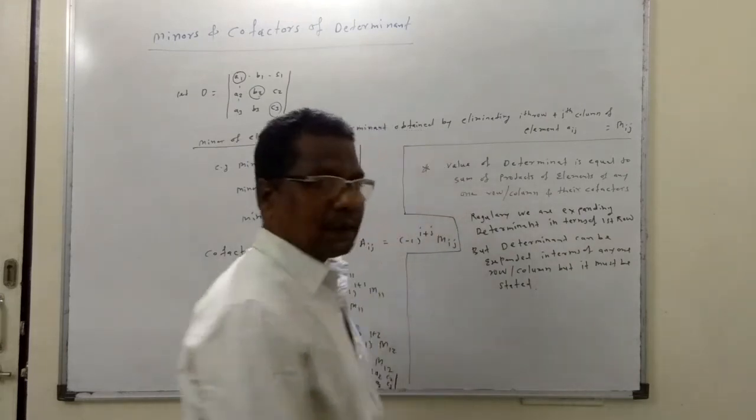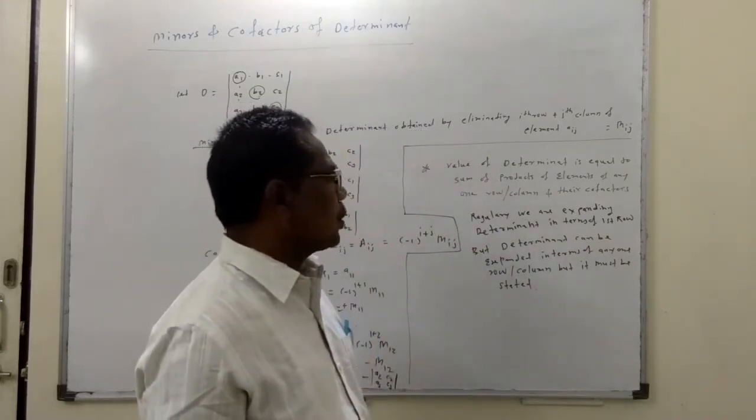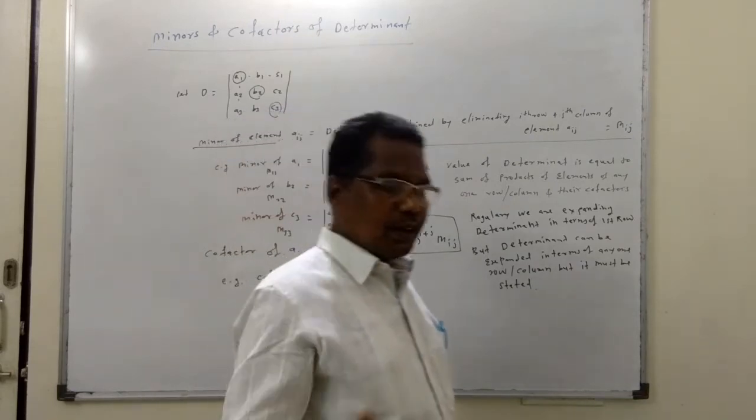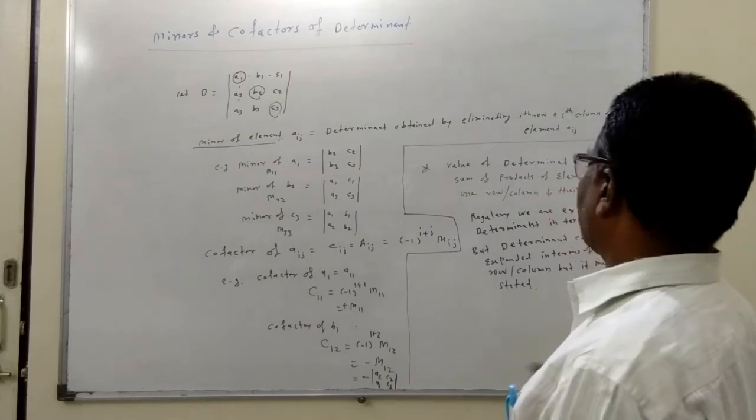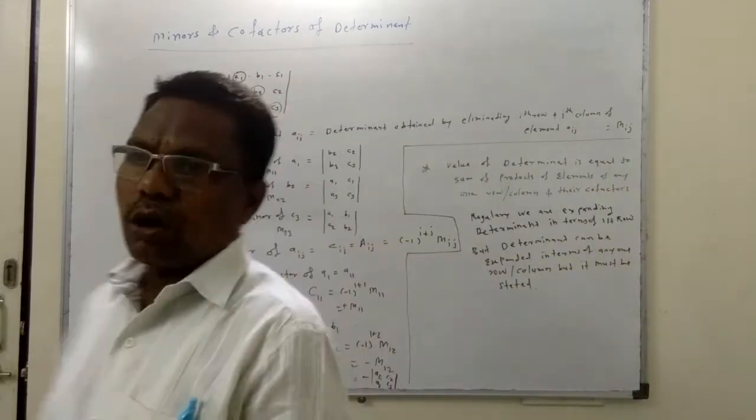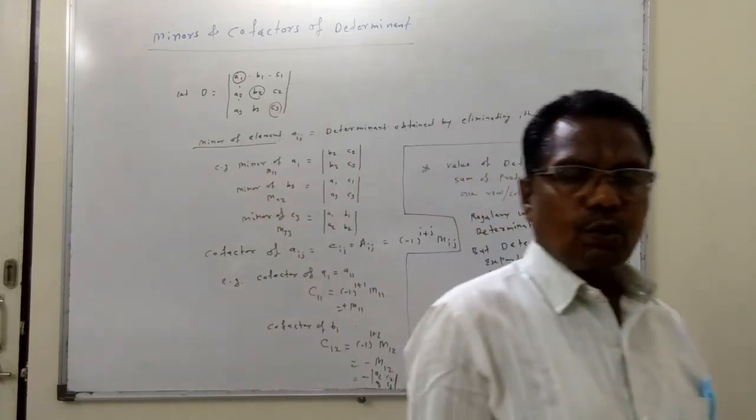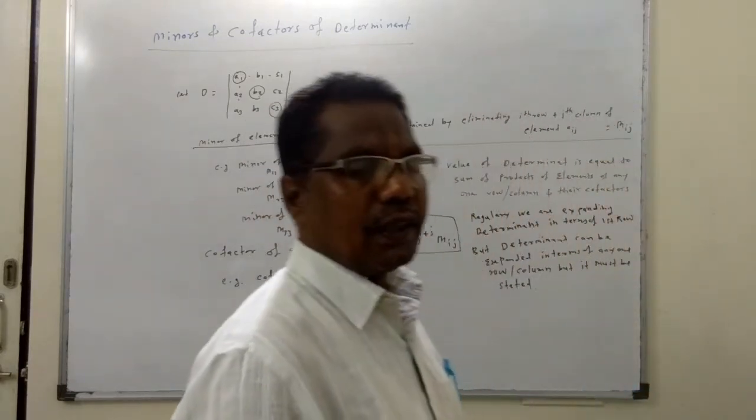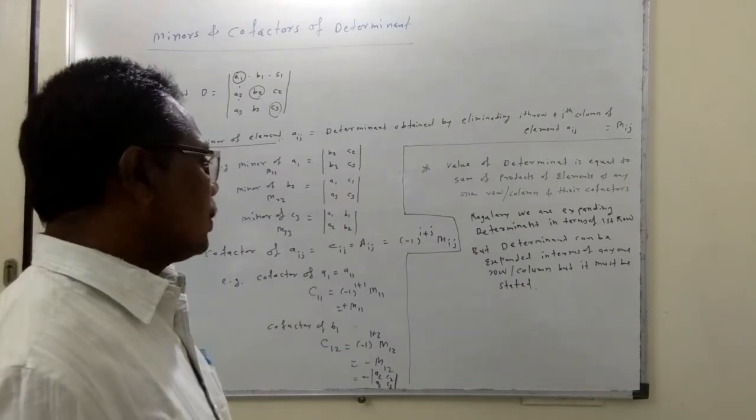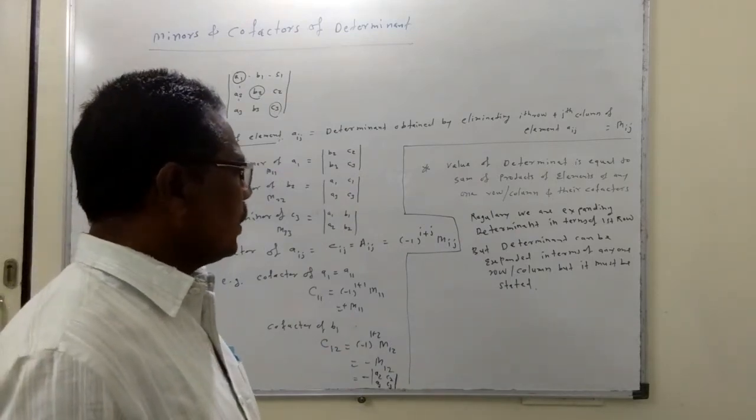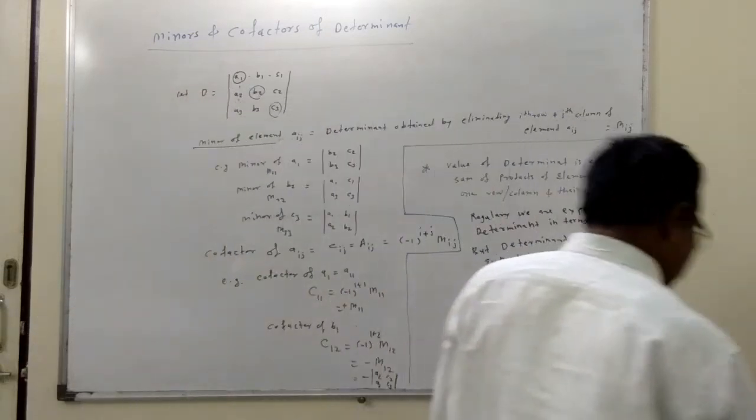So when we are expanding the determinant in terms of elements of the first row, we are not writing it. But when we expand the determinant in terms of elements of any other column, suppose C1 or C2 or C3 or R2, R3, etc., we write expanding in terms of C2, expanding in terms of R2 and so on like this.